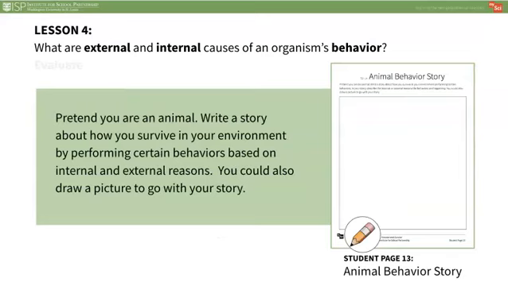In the evaluate portion of this lesson, students should write a story from the perspective of an animal using the animal behavior story sheet. You may want to allow students to choose an animal from the animal habitat and adaptation cards back in Lesson 1. In their story, they will pretend that they are an animal and perform certain behaviors based on internal and external reasons. Encourage students to draw an accompanying picture. If time allows, students could share out their stories and reenact the behavior action that they described in the story.